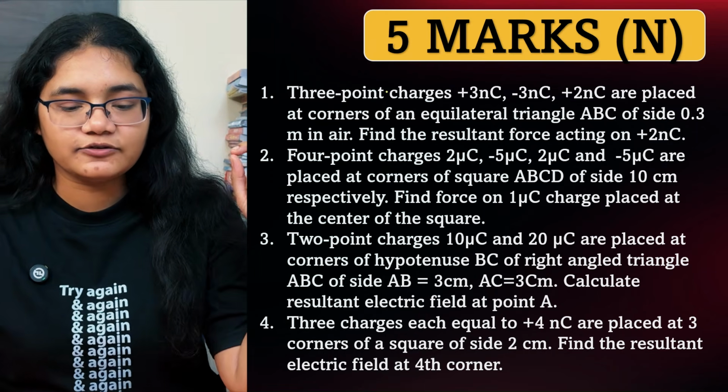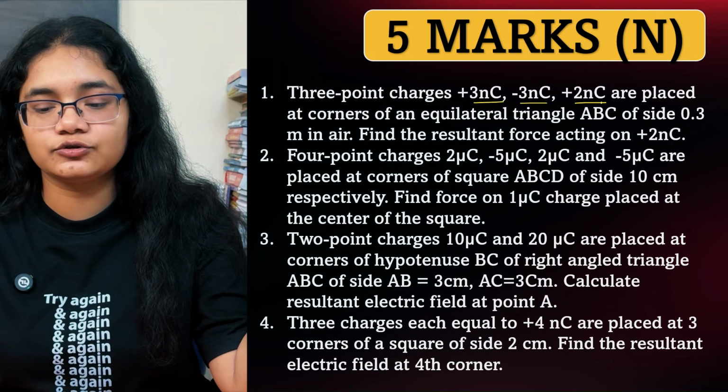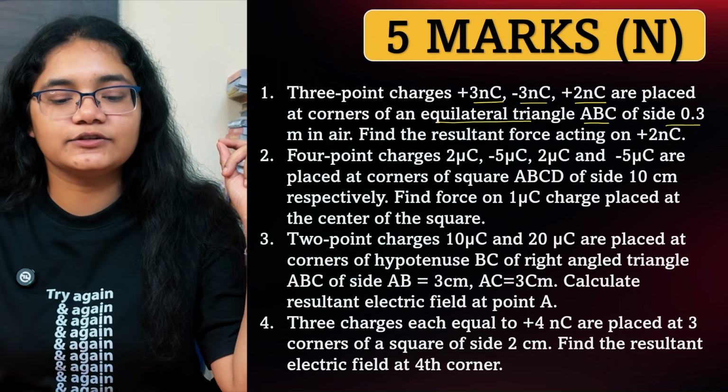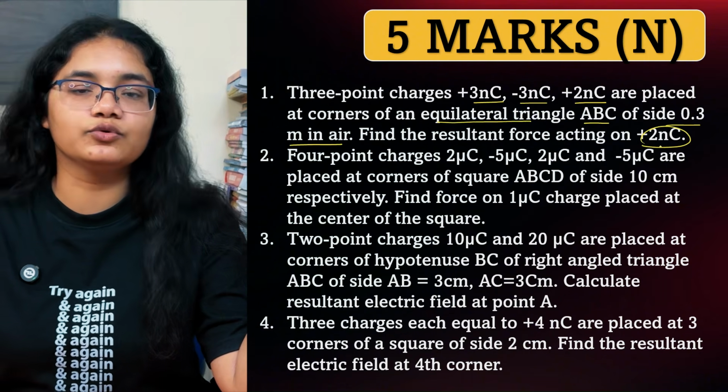Okay, so for example, the first question is: 3 point charges of 3 nC, minus 3 nC and plus 2 nC are placed at the corners of an equilateral triangle ABC of side 0.3 meter in air. Find the resultant force acting on the plus 2 coulomb charge.